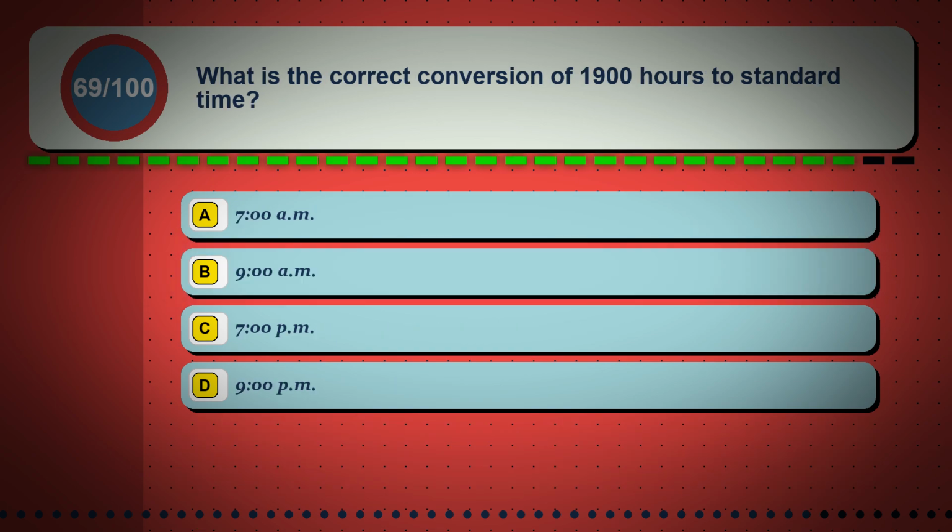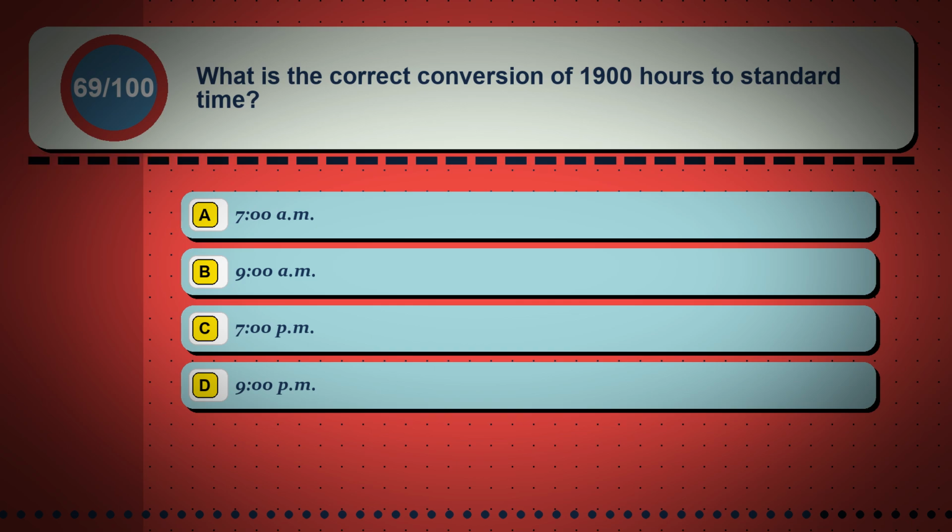Question 69. What is the correct conversion of 1900 hours to standard time? Option A, 7 a.m. Option B, 9 a.m. Option C, 7 p.m. Option D, 9 p.m.